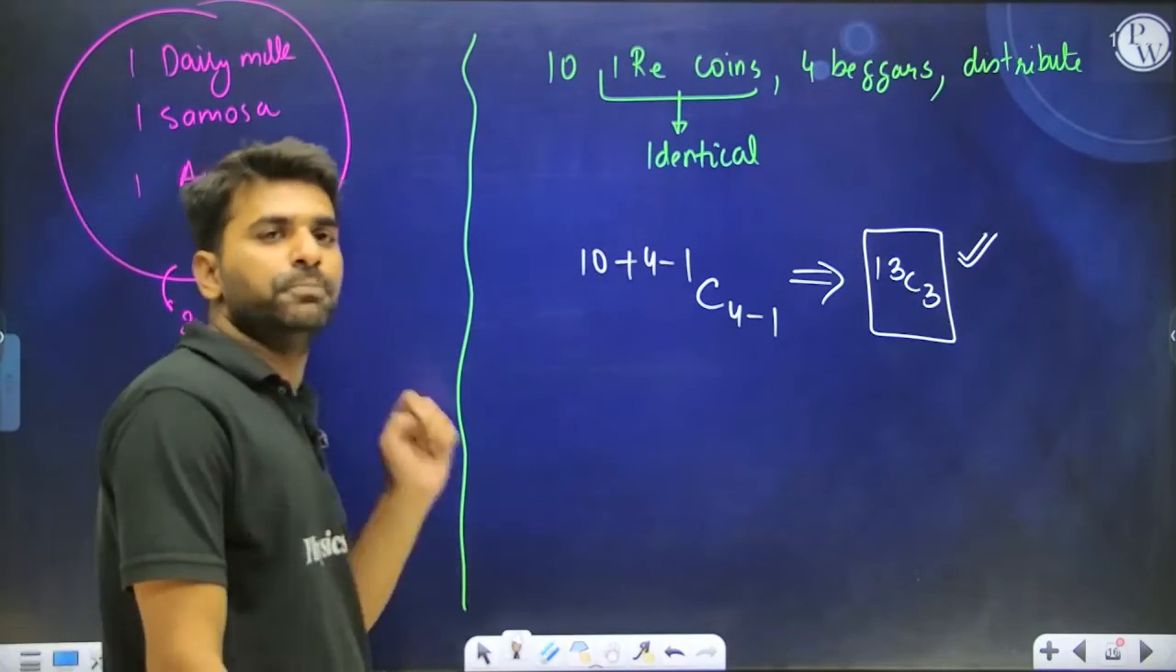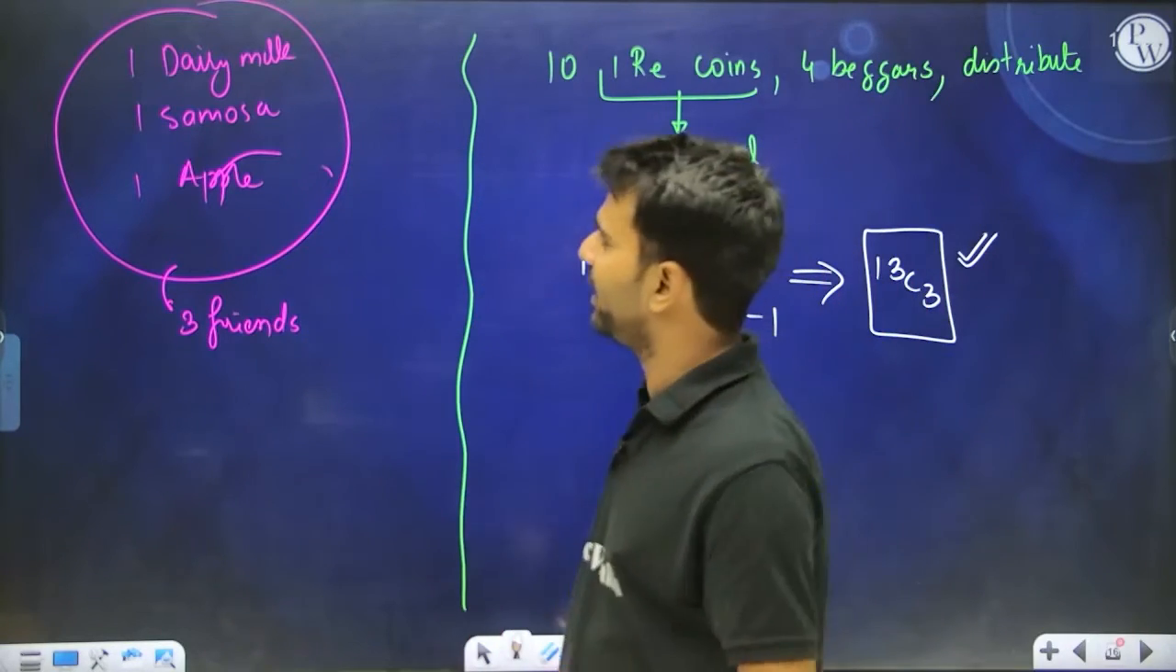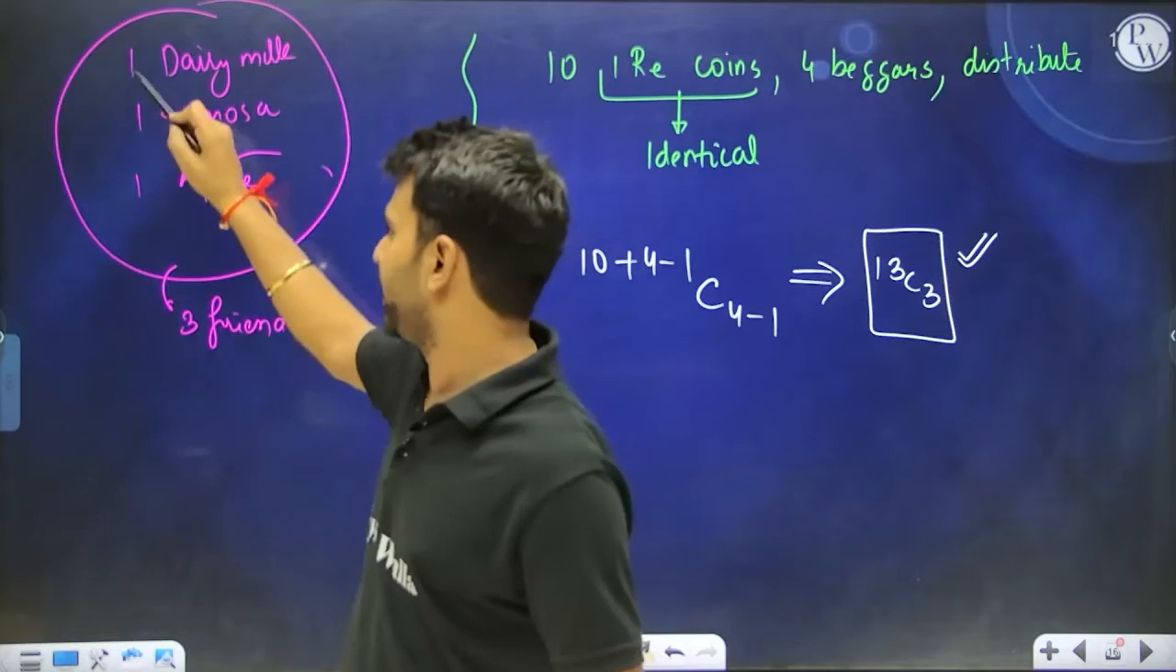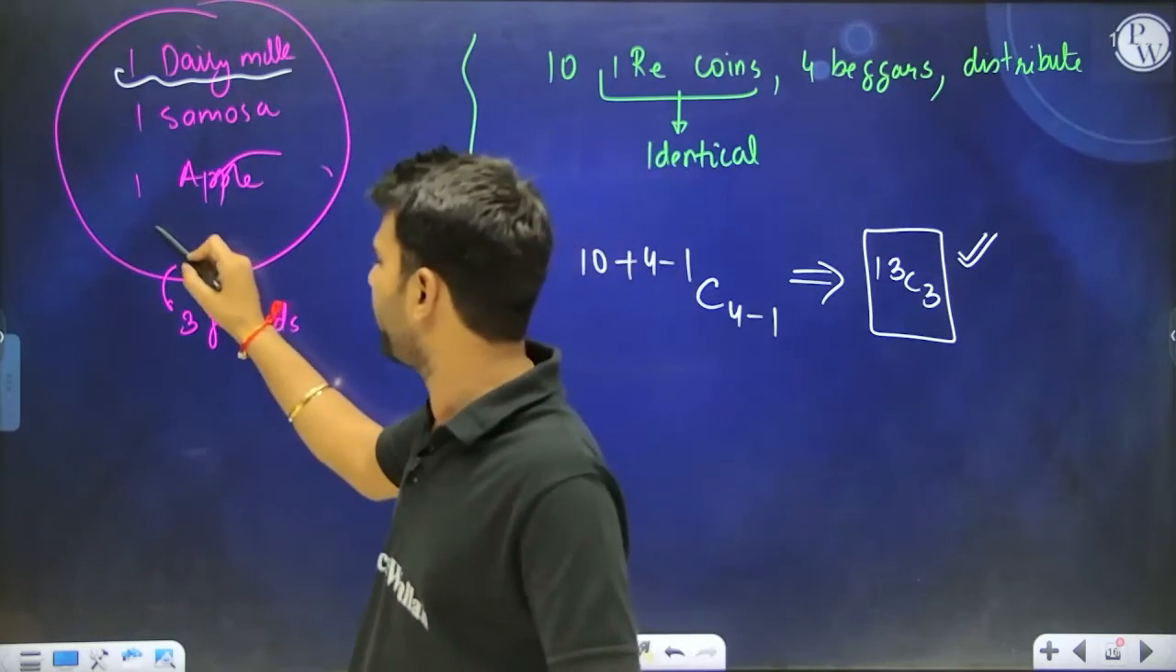Over here, since the objects are all distinct, what you are going to do is first find out the object which is to be distributed. Let's say 1 Dairy Milk which you want to distribute. So how many choices does this have? Let me take one more thing over here.